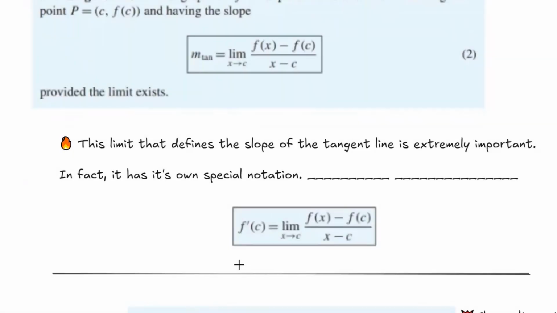Now, this limit that defines the slope of the tangent line is extremely important. In fact, it has its own special notation called prime notation. So we read this as f prime of c equals the limit as x approaches c of f of x minus f of c over x minus c.